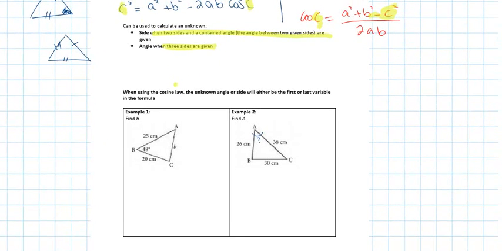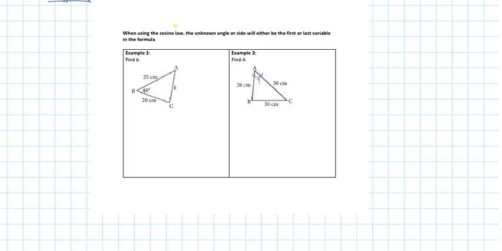Okay, so let's look at the first question. When using the cosine law, that's what I just talked about. Let's look at this example. I have triangle ABC. What is given to me? Two sides and a contained angle. And I'm asked to solve for side b. I know side a and I know side c. Are we okay with the naming of a, b, and c? All right. Now, what formula do I use?